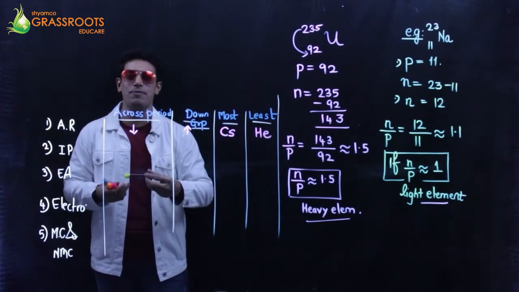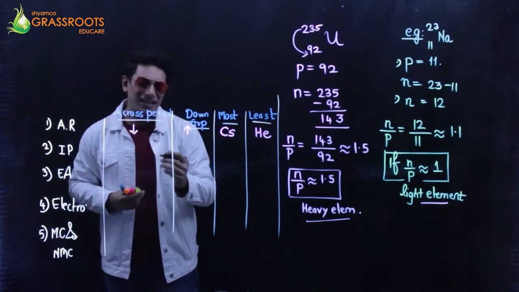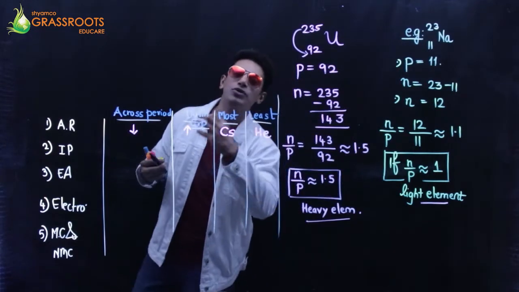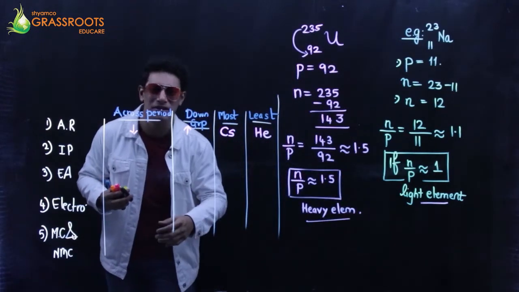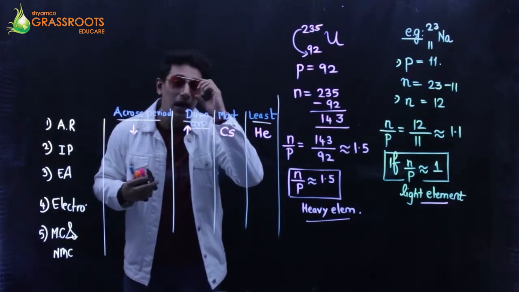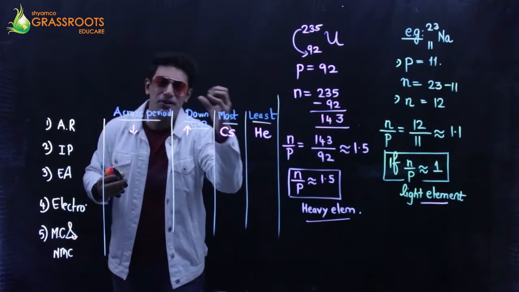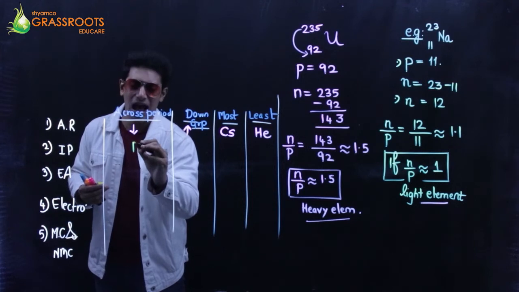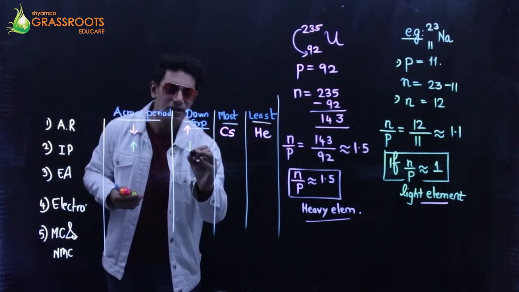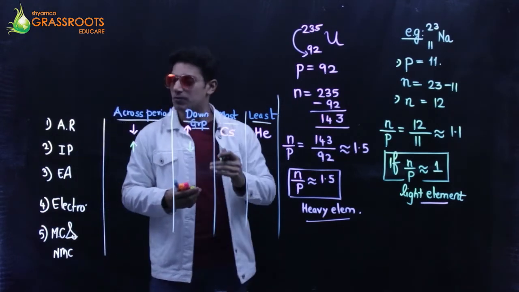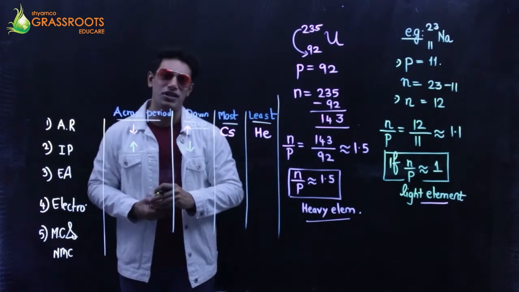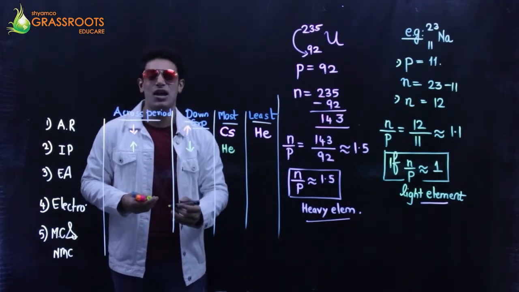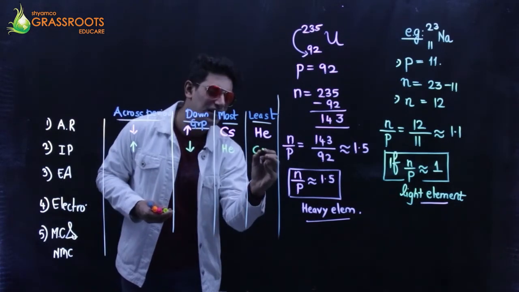Next, ionization potential. Ionization potential is the amount of energy required to release an electron from the outermost shell of an atom. We've done this, come on. So in ionization potential, across the period, it's difficult to remove the electrons, so you need more energy. Ionization potential across the period increases, down the group decreases. The element having the maximum ionization potential is helium. And the least ionization potential, least energy, is cesium.